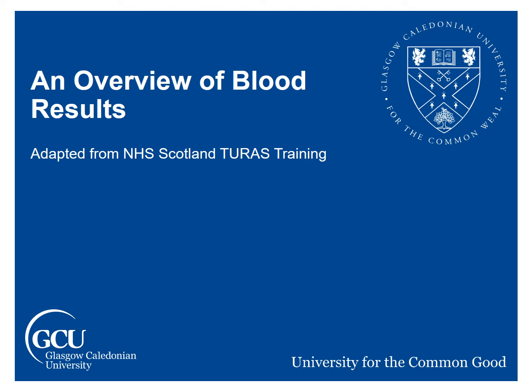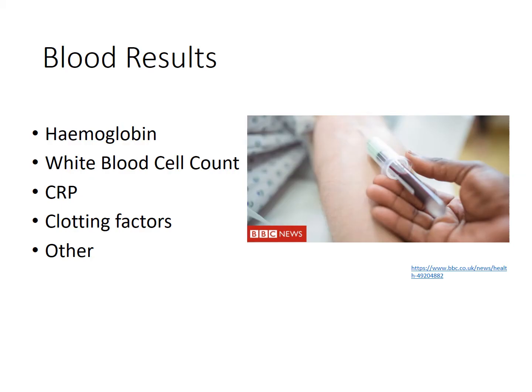Welcome to an overview of blood results. This is not an exhaustive list of all blood results. All the tests discussed in this lecture are taken from blood drawn from a vein in your arm. This brief overview is going to look at hemoglobin, white blood cell count, C-reactive protein, some clotting factors, and will also provide a list of other commonly used blood results.